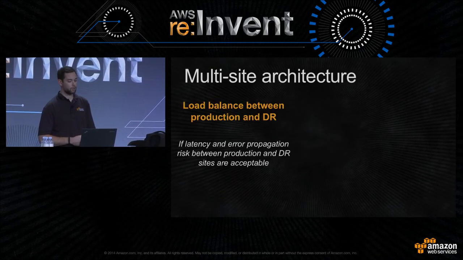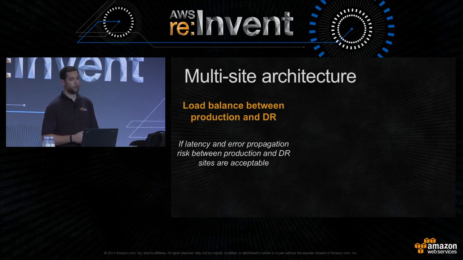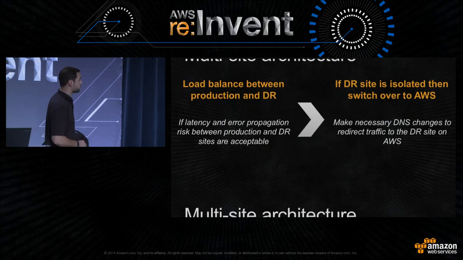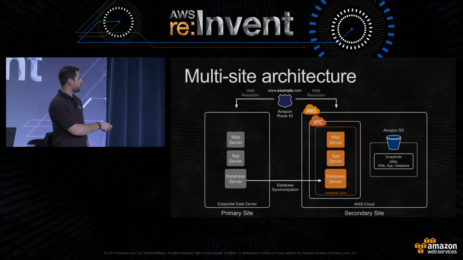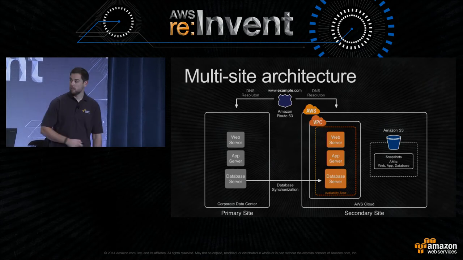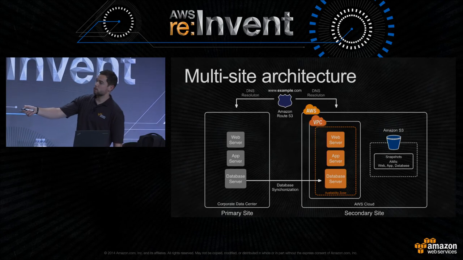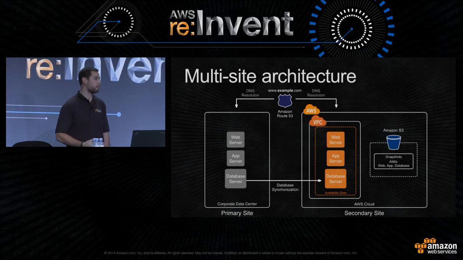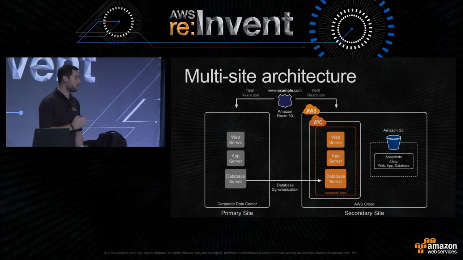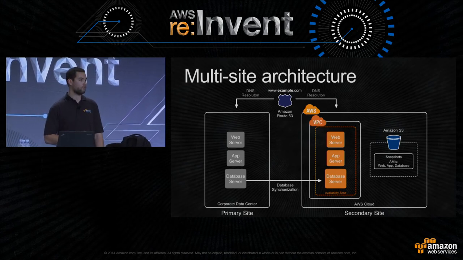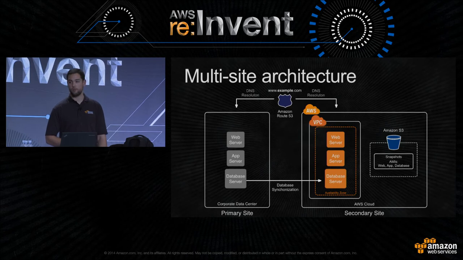So let's have a look at what that could look like. So you want to load balance between both your on-premise and your AWS deployment. If the DR site is isolated or has a problem, you switch over to AWS. So you can see here we're mirroring everything. Our web servers, app servers, and database servers all look pretty similar. You've got database synchronization between the two sites, so the two sites are in sync. And you've basically deployed what was like your warm standby, but now it's taking maybe 50% of the load. You do want to build your infrastructure so that it is scaled to 50%. So then when there is a failure, you can handle the full 100% of the load that you're going to be receiving from your users.